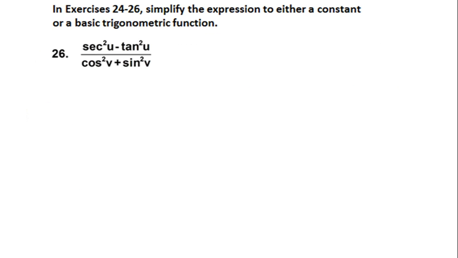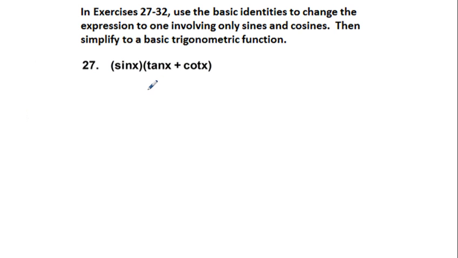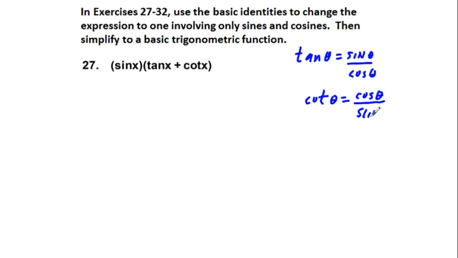Okay, next odd numbered problem, 27. We have: use basic identities to change the expression to one involving only sines and cosines and simplify to a basic trigonometric function. So in this case, we're going to use our tangent identity, and that is tangent theta equals sine theta over cosine theta, and our cotangent identity is cotangent theta equals cosine theta over sine theta.